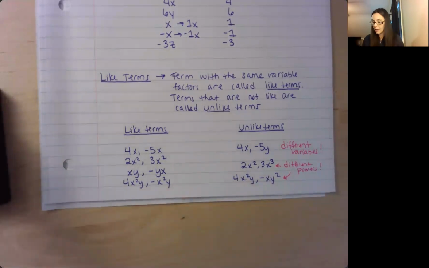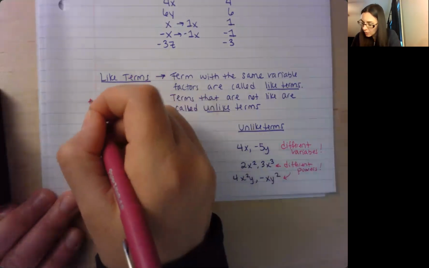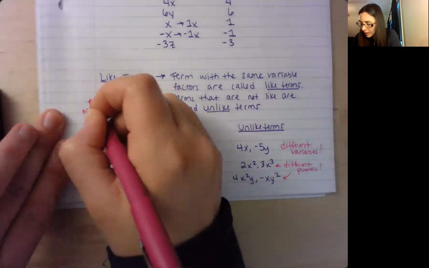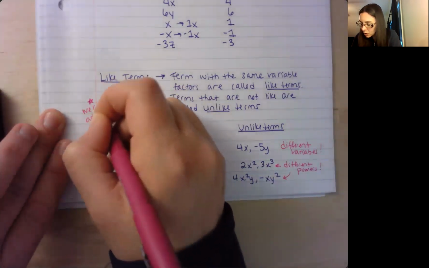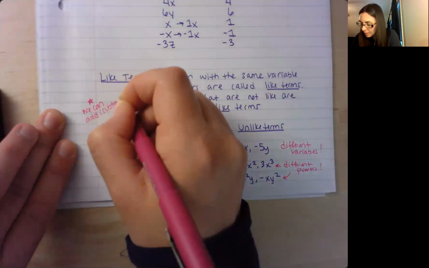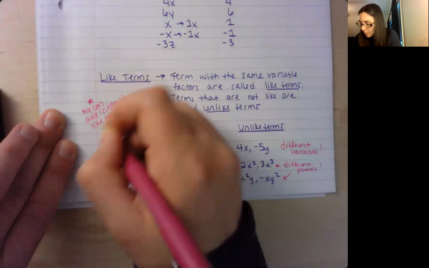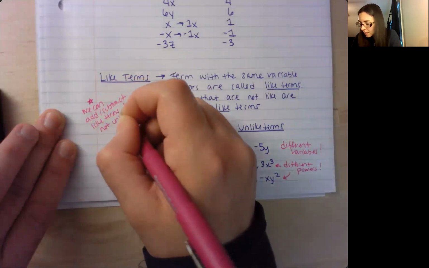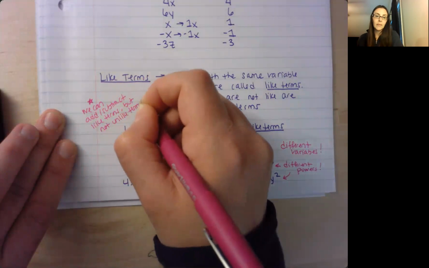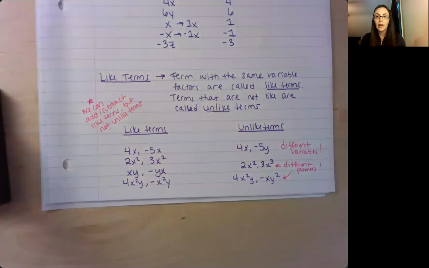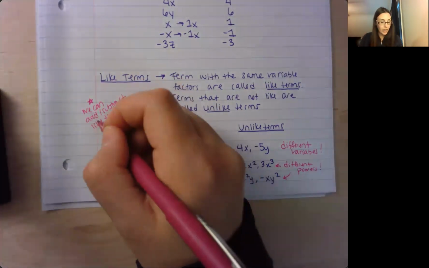So these are unlike. And the reason we care so much about this is that we can add and subtract like terms, but not unlike terms. And this is really where we're going. So that's why we care if something is like or unlike, because if they're alike, then we actually can combine them together through addition and subtraction.